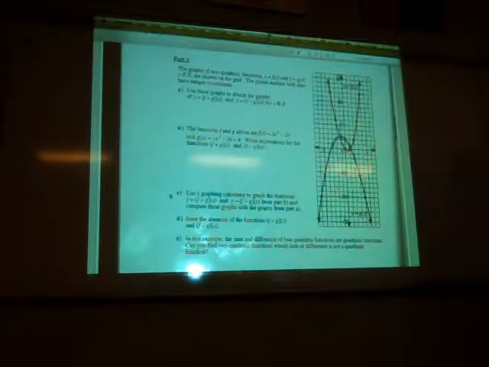Okay, so I'm just going to read this out. The graphs of two quadratic functions, y equals f of x and y equals g of x, are shown on the grid. The points marked with dots have integer coordinates. So basically, you're not going to have decimals.